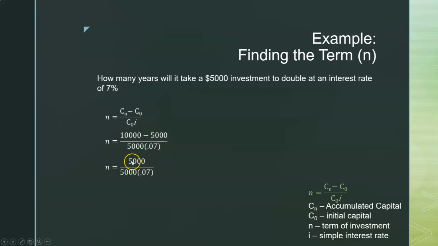Subtracting two numbers at the top gives us 5,000. Divided by 5,000 times 0.07, we can cancel out the two 5,000s to have 1 divided by 0.07, which when we do the math gives us 14.28. Therefore, it takes 14.28 years to double.